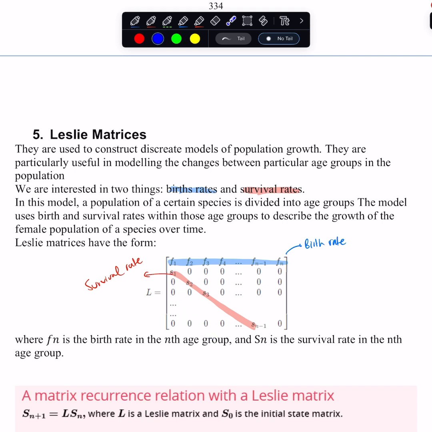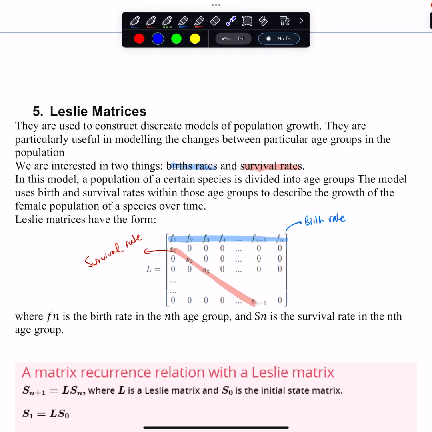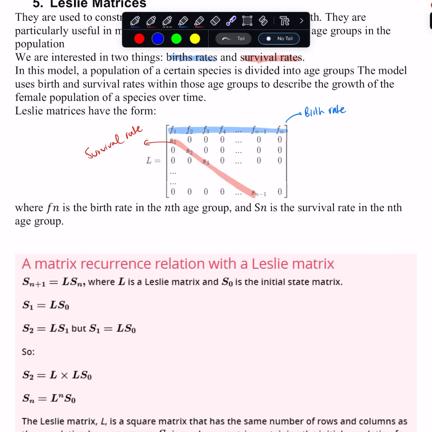The rest of the matrix is full of zeros, so the only values that we are going to populate, or that will be given in our Leslie matrix, will be birth rate and survival rate. Again, F is the birth rate, and S is the survival rate for a particular age group. So this is divided in age groups. Okay, we will do an example and then you will see what I'm saying.